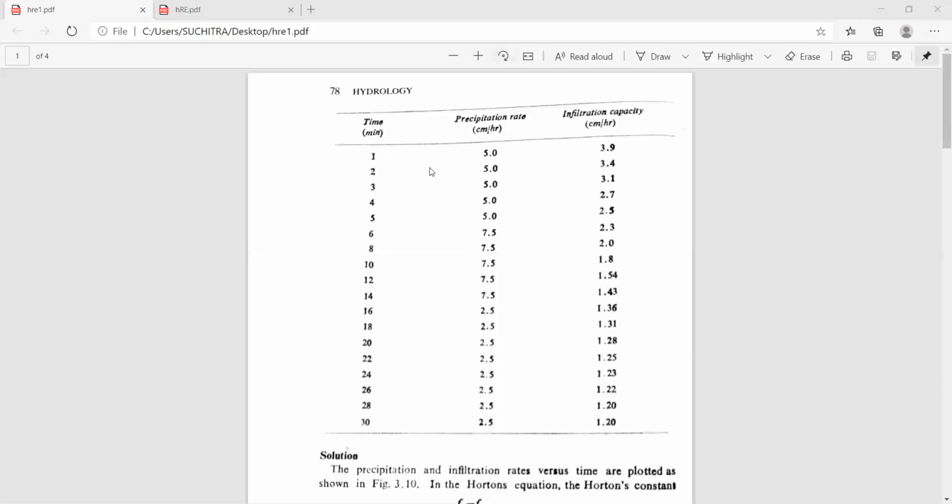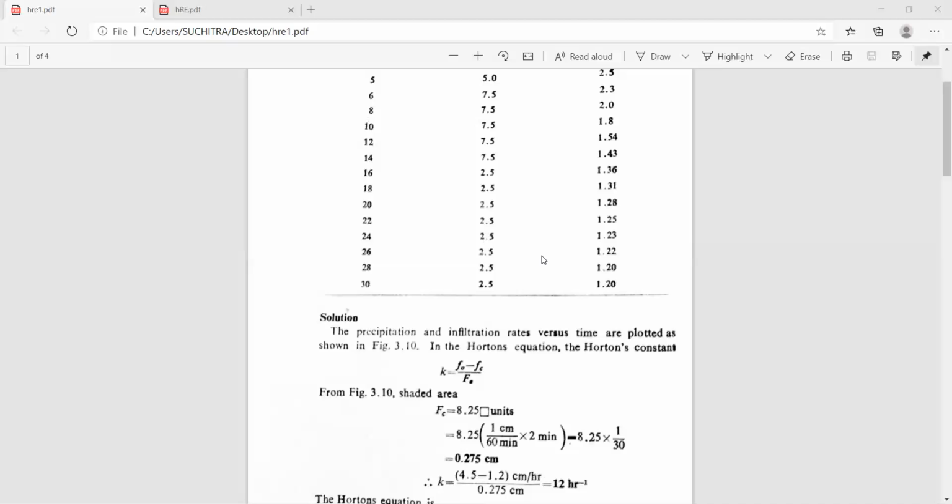So now this is a problem on infiltration. Here the time in minutes is given and the precipitation rate in centimeters per hour is given. Next is the infiltration capacity of that particular soil, given in centimeters per hour. Now these are the values. We have to calculate the rate of infiltration by using Horton's infiltration curve. We have already discussed what Horton's infiltration curve is.